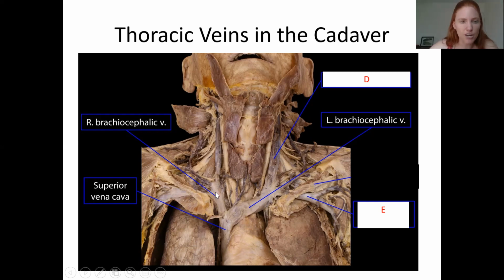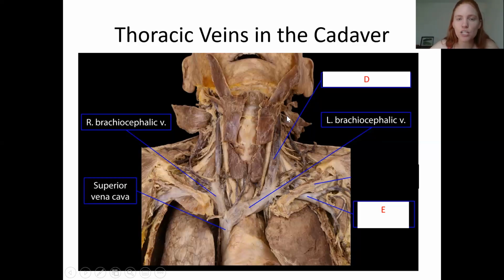Okay, so you have the brachiocephalic vein. Now remember, brachio means going to or coming from the arm, okay? And then cephalic also means coming from the head. So you have veins coming from the head, veins coming from the arm, coming together to form the brachiocephalic vein, which then empties into the superior vena cava, which then empties into the right atrium.